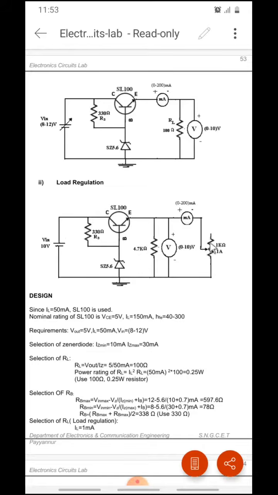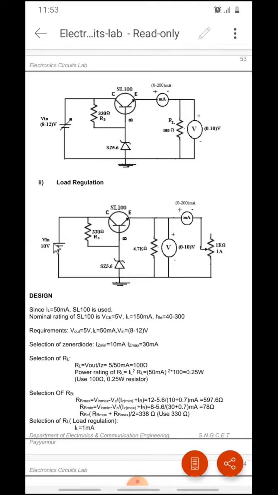Let us start the experiment by placing the variable point of this rheostat at the midpoint. Then we can find on which side it is increasing or decreasing. So let us start the experiment by keeping the rheostat point at its maximum value. This is the circuit diagram, and the input voltage we will keep at 10 volt.